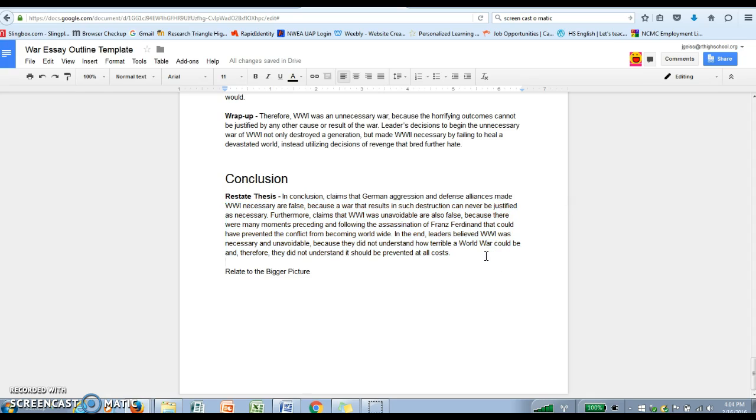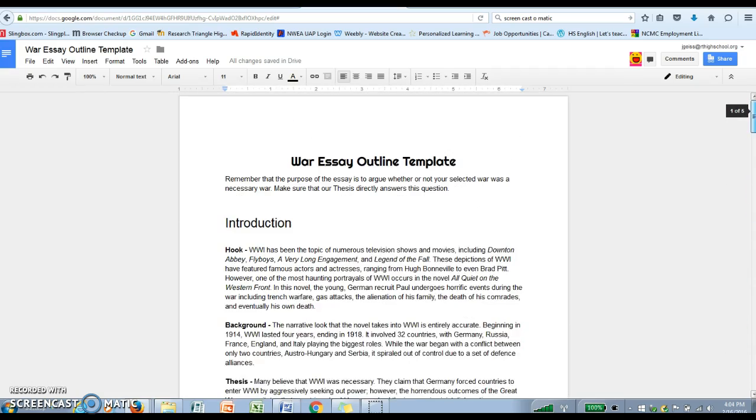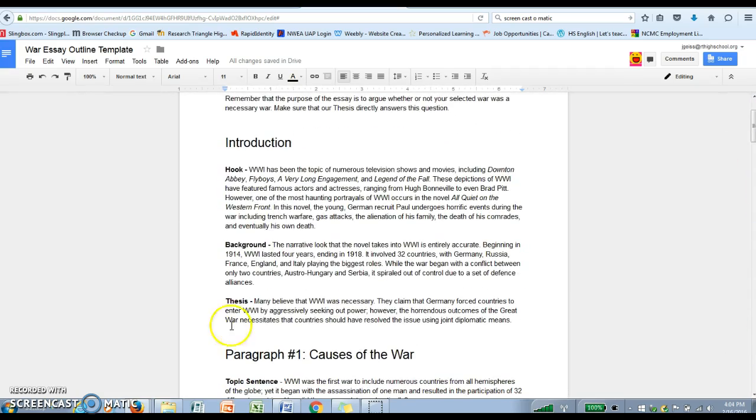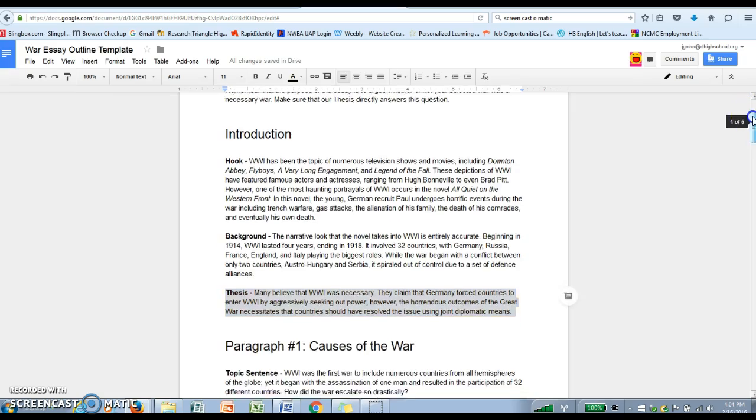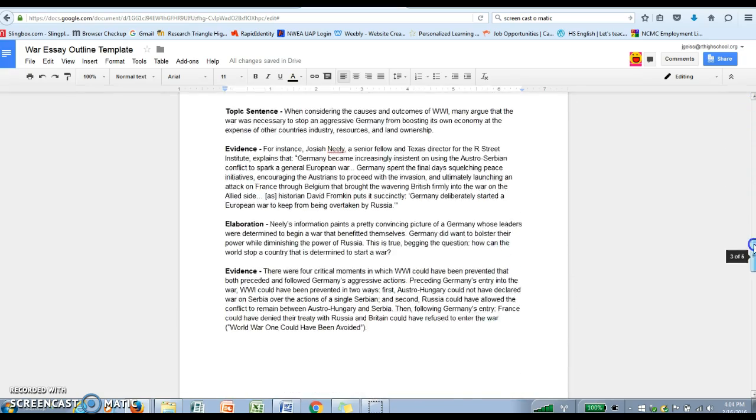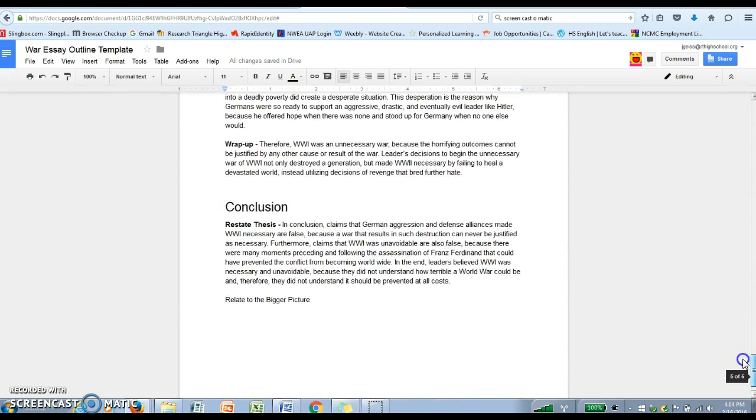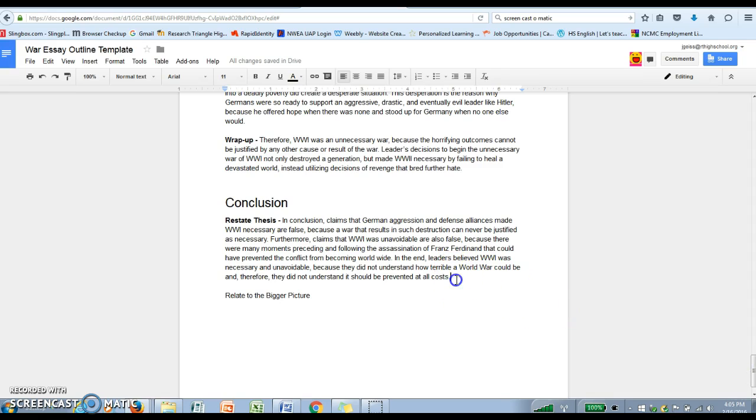With this restated thesis, your first thoughts might be, whoa, this restated thesis is way longer than my original thesis. Your restated thesis should be significantly longer than your original thesis. Your original thesis occurred all the way up in your introduction, and it should be the last sentence of your introduction. That thesis should be readdressed in the first sentence of your conclusion.